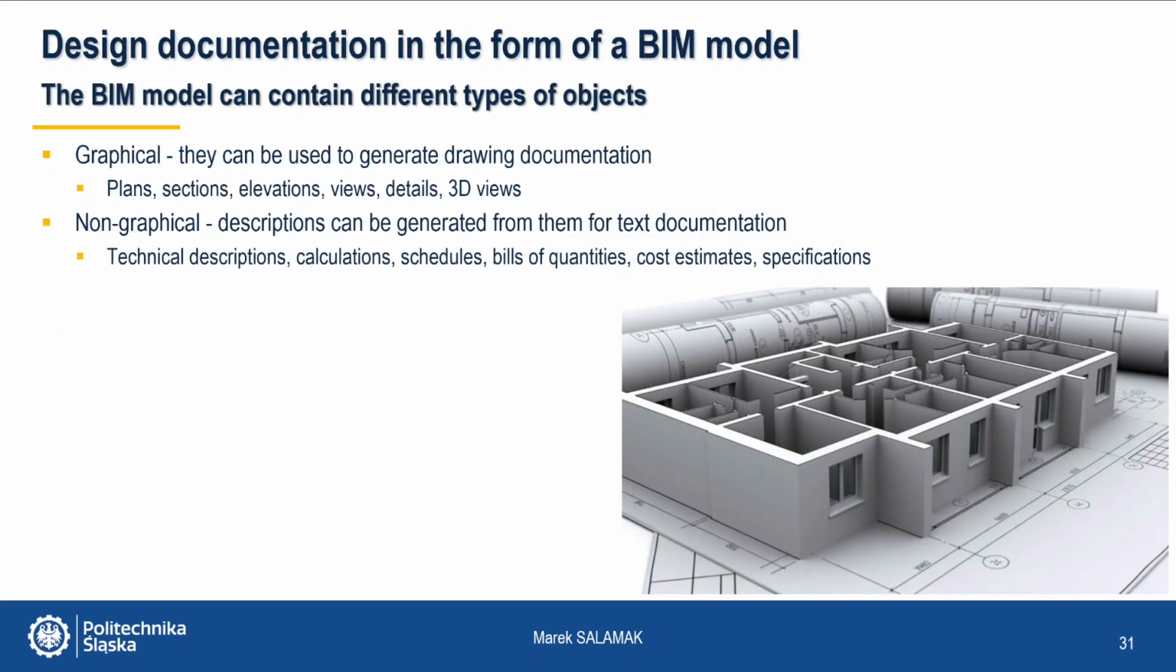Therefore, a BIM model can also contain different types of objects. They are also divided into graphic and non-graphic. From the graphics, you can generate drawing documentation in the form of projections, sections, and elevations. Technical descriptions, schedules, bills of quantities, cost estimates, and specifications can be generated from non-graphic information. It can also be used in calculations.